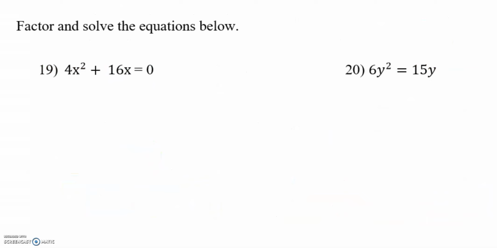Factor and solve the following equations. The key to these is still the greatest common factor. So if I looked at number 19, I notice that it's equal to 0, which is what we need in order to factor and solve.